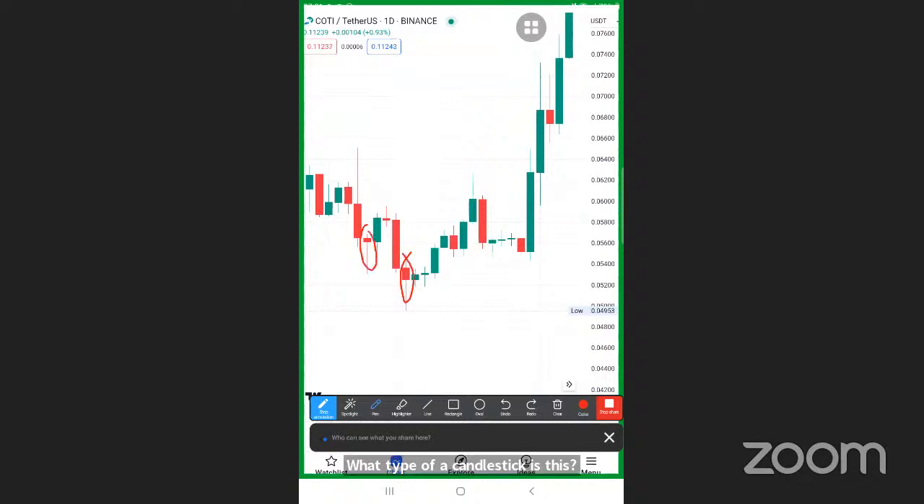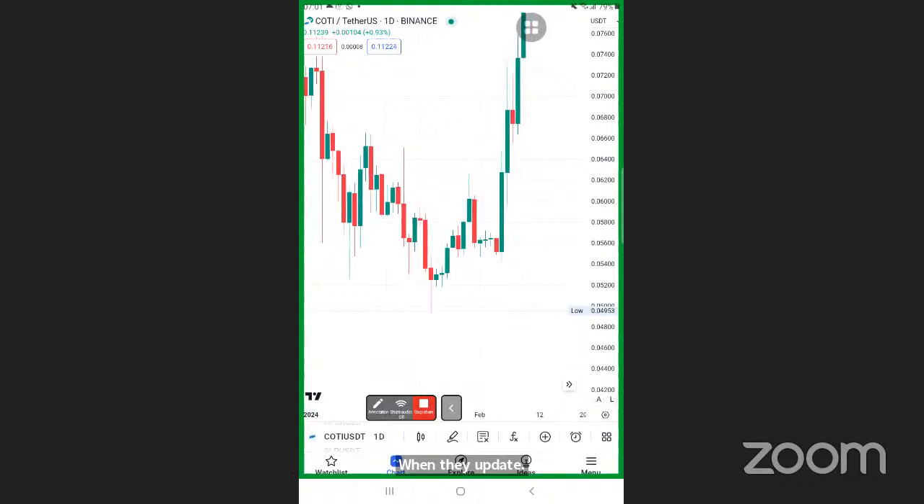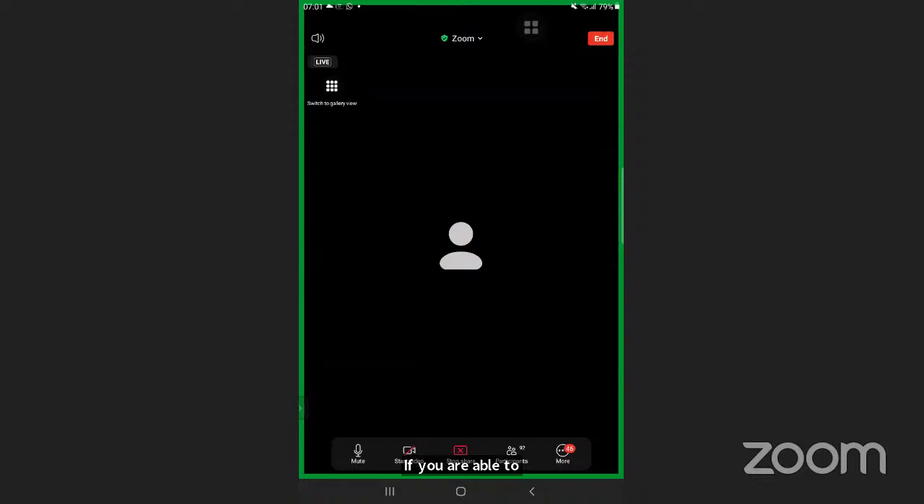And look at their appearance when they appeared in the chart. What happened? Yes, I need an answer. If you are able to interpret, what are you seeing there?